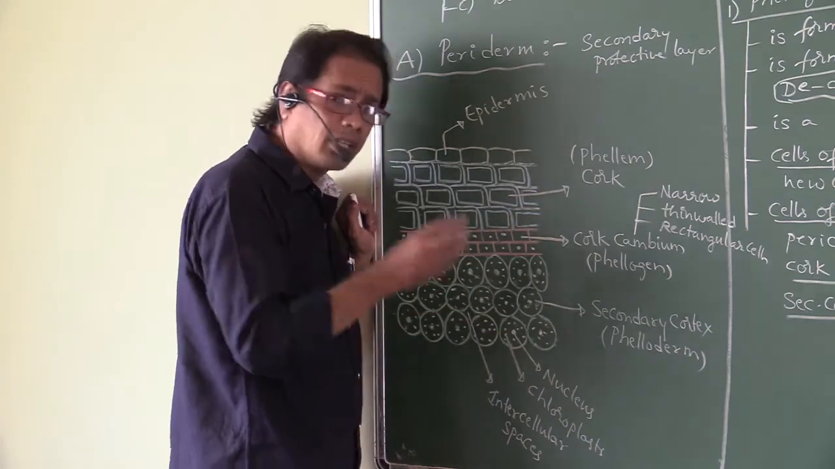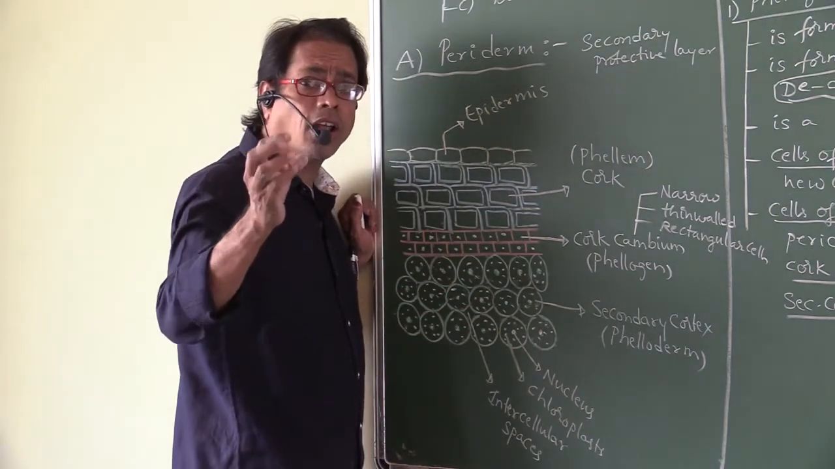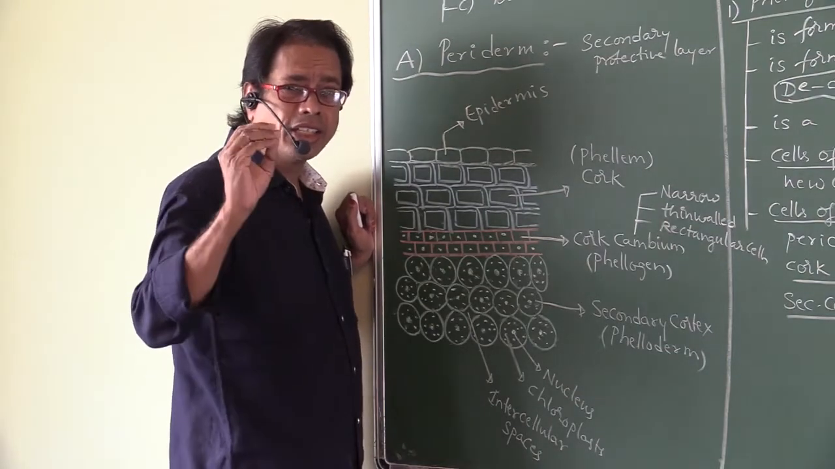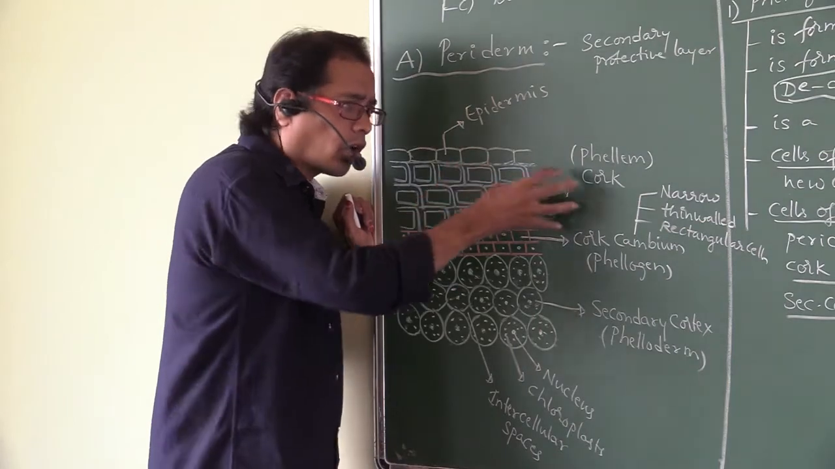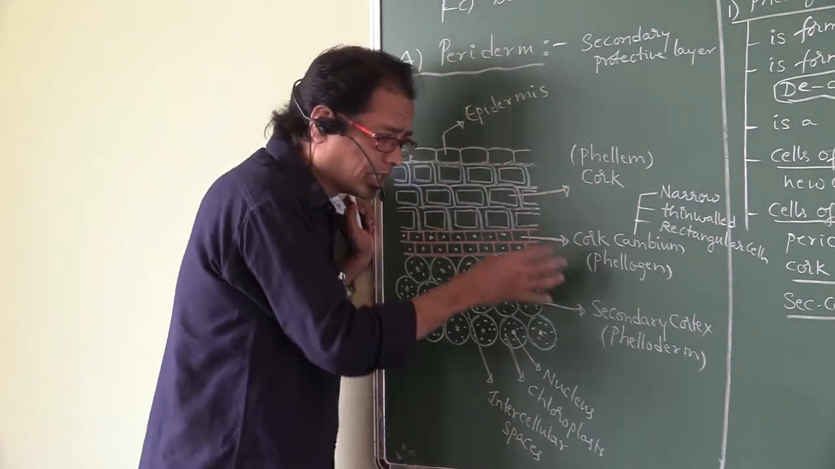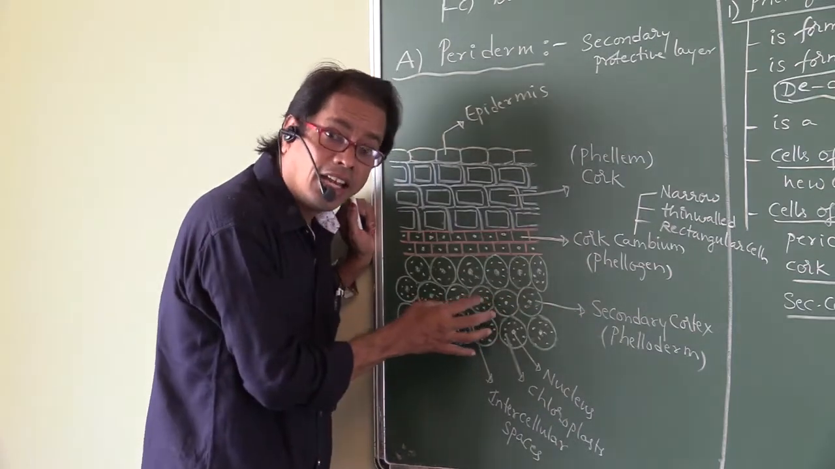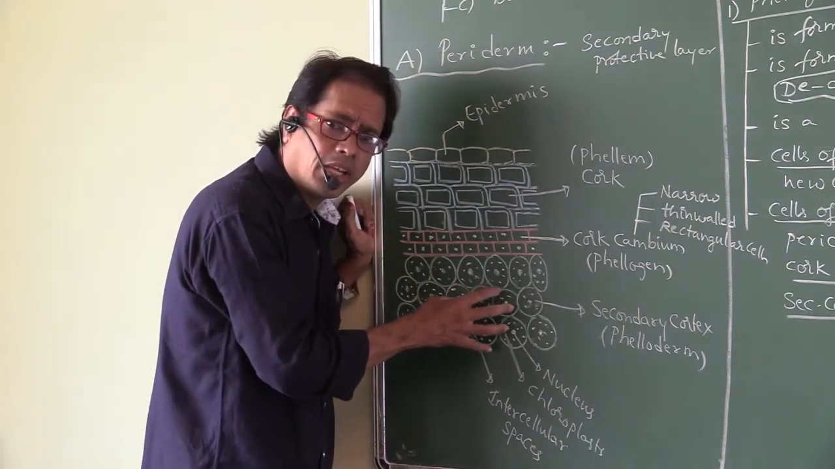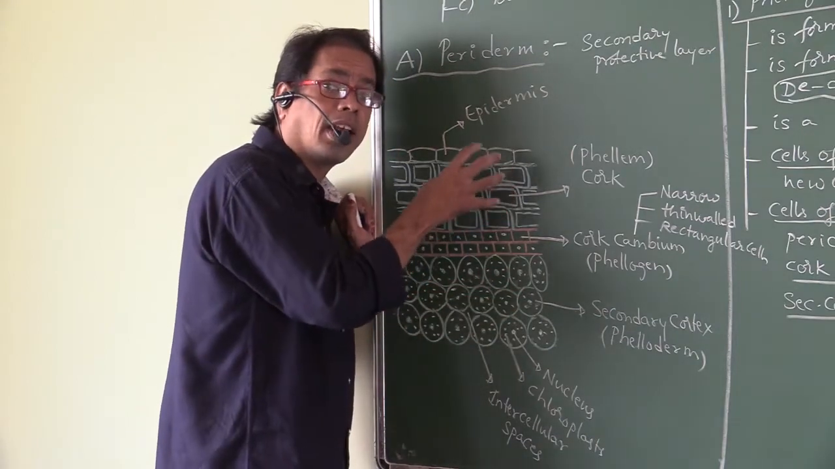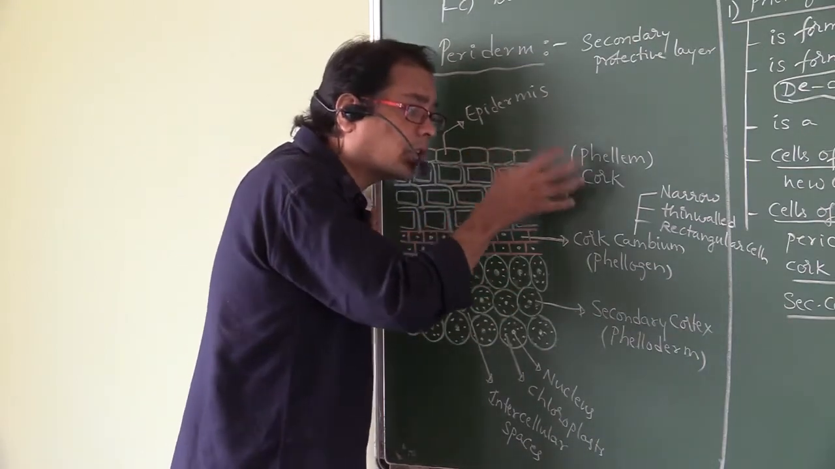Why? Because the cell with protoplasm is called a living cell. The cell without protoplasm is called a dead cell. So the cork cells are dead cells. Secondary cortex cells are living cells. Living cell means cell with protoplasm. Dead cell means cell without protoplasm.